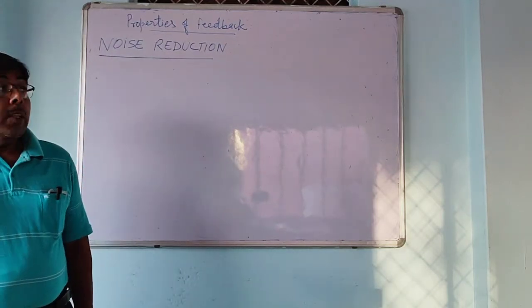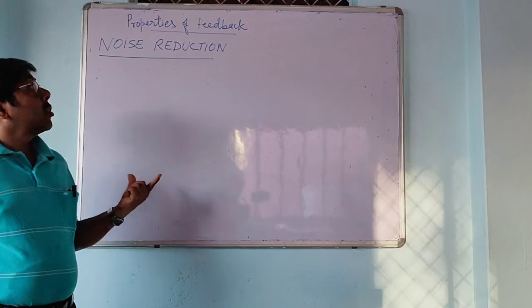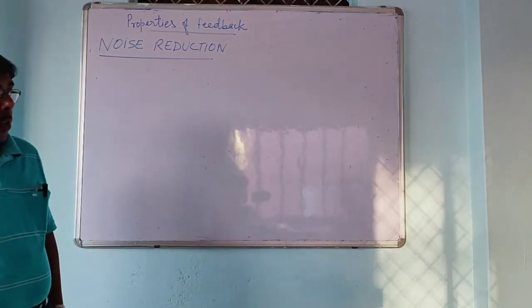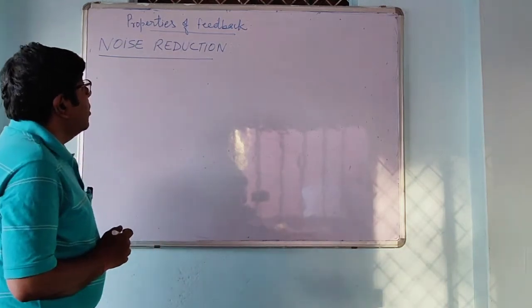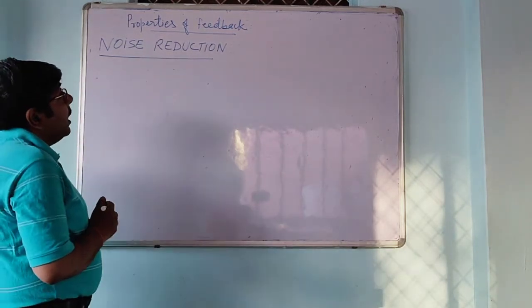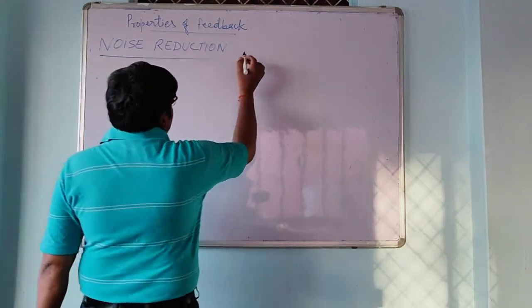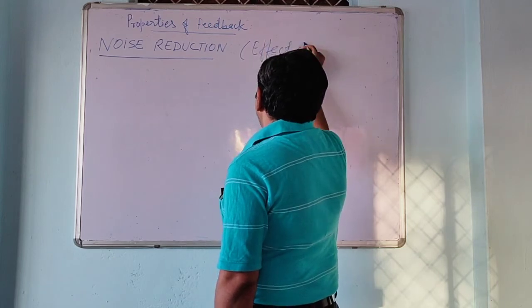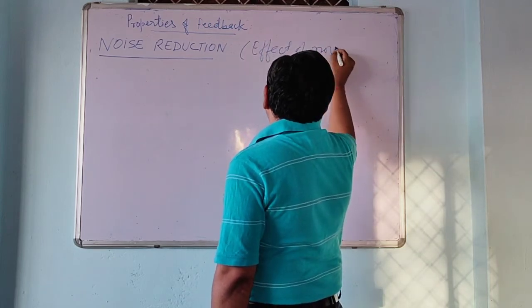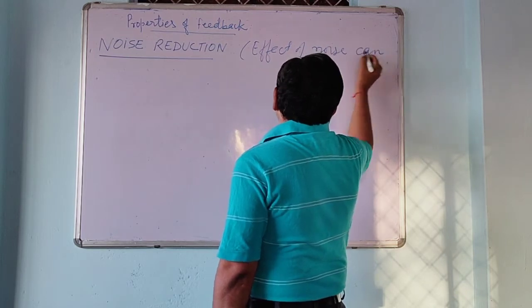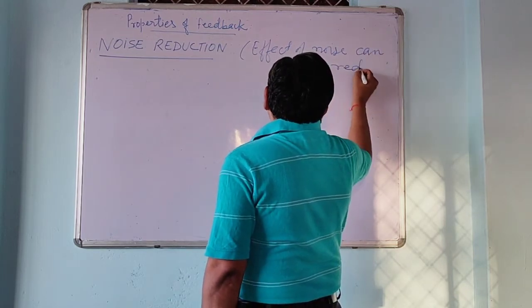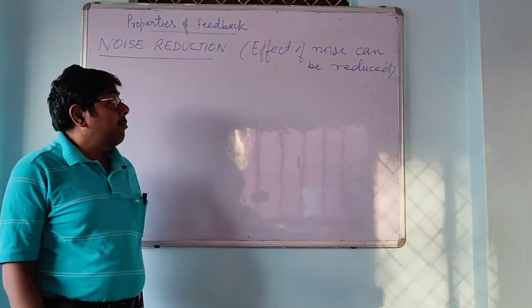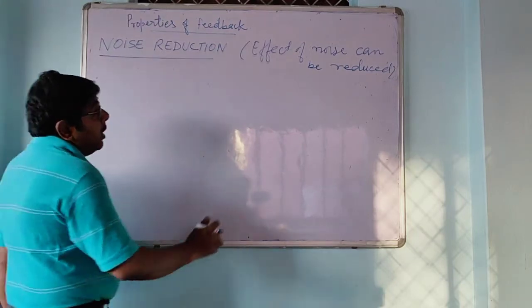प्यारे बच्चों, अब हम लोग आगे, next, properties of feedback में noise reduction. So by using feedback we can reduce effect of noise. So effect of noise can be reduced by using negative feedback. What is the meaning of this?